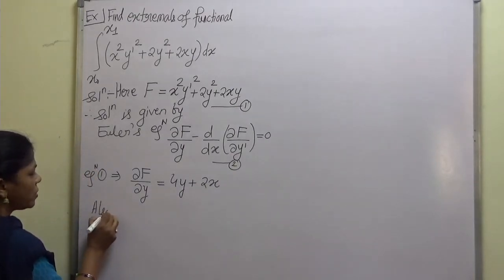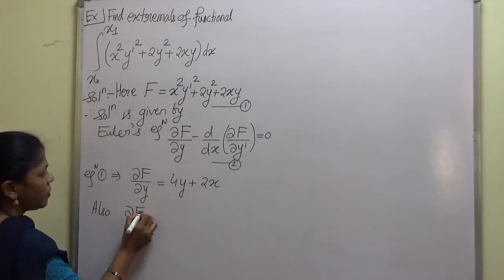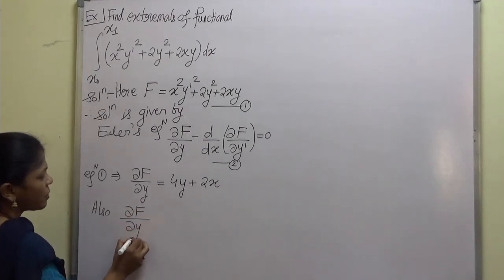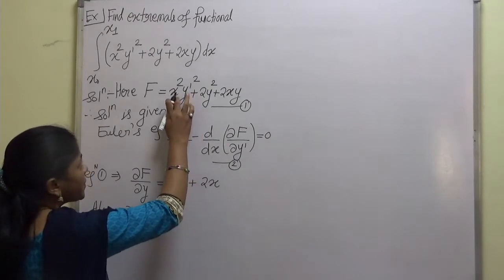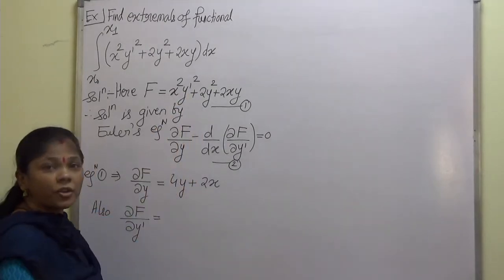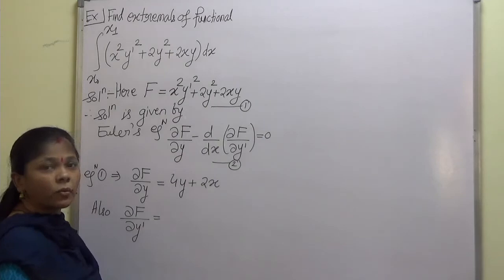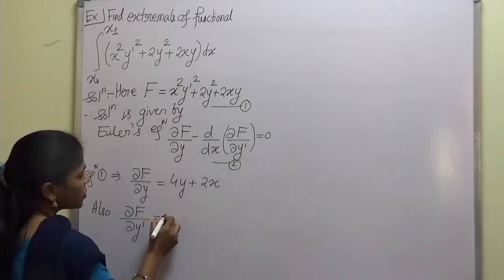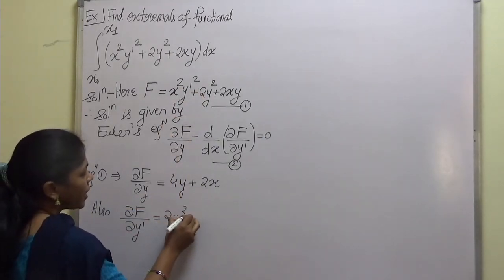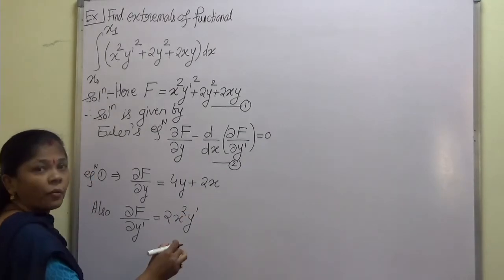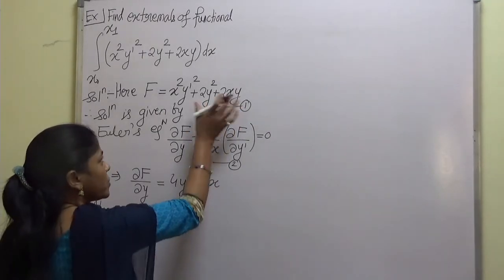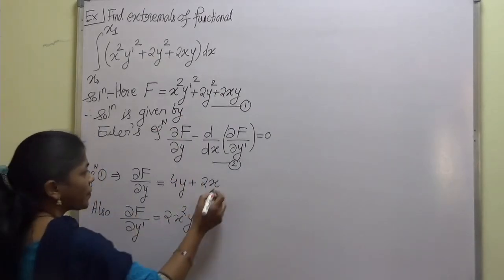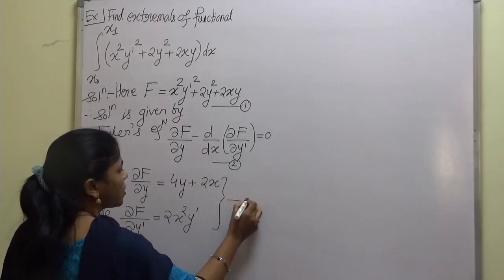Also let us find out derivative of f with respect to y dash. Okay, so what it will be? So here x square is constant, derivative of y dash square with respect to y dash will be what? 2y dash. So what it will be? 2x square y dash, whereas rest of the terms are nothing but constant, right? So this is constant, so this we have. Let us call it as equation number 3.